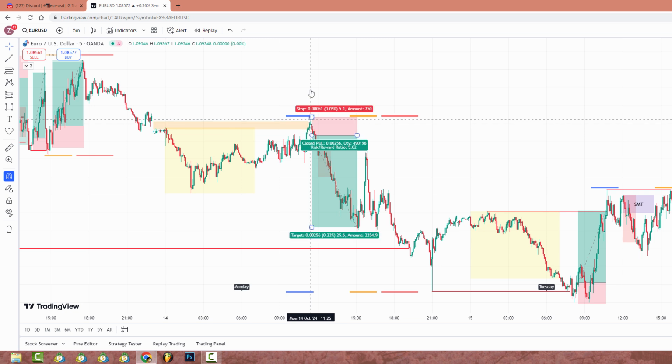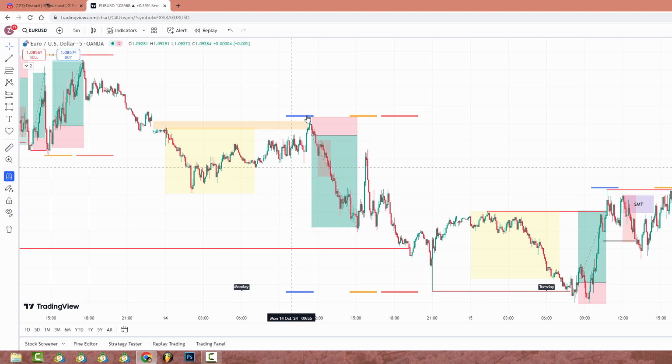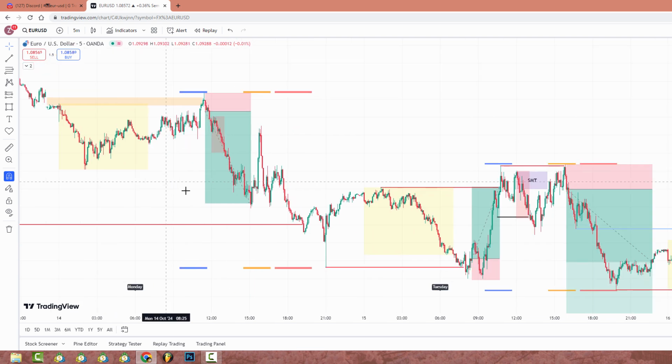And 11:30, internal break of structure, and we go down. We filled up this gap. We go back down, break Asia highs, break Asia lows. Simple stuff.